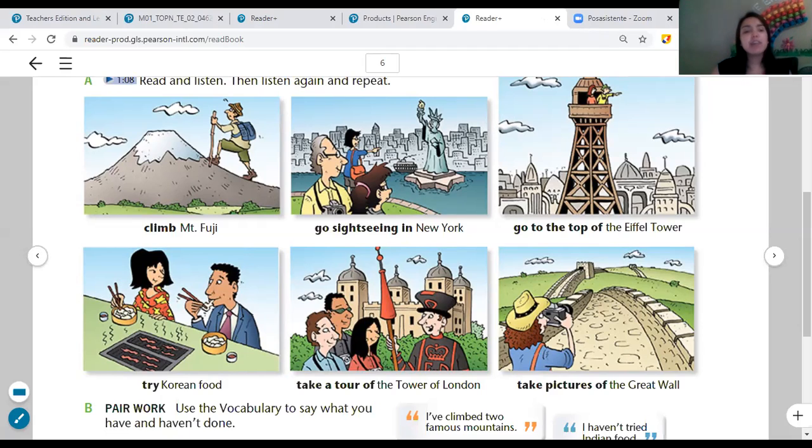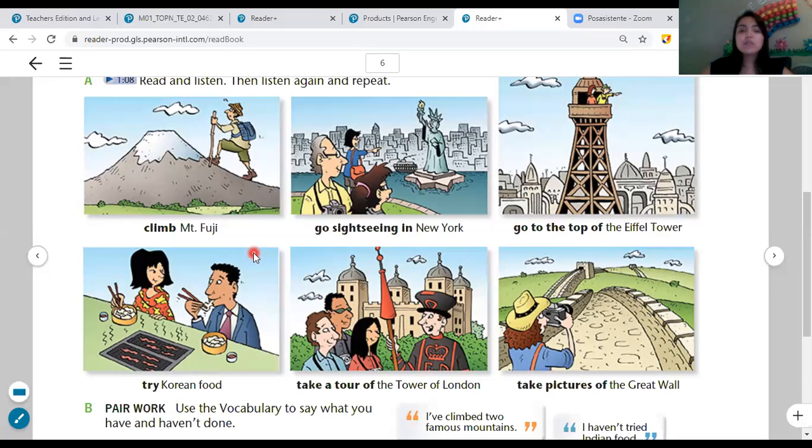Okay, so what is the vocabulary here? Climb, go sightseeing, go to the top of, try, take a tour of, take pictures of. Okay, and climb, as we can see in the picture, is what this person is doing. Climb Mount Fuji. And if somebody comes here to Guatemala, climb Pacaya volcano. Climb, escalar, exactly.